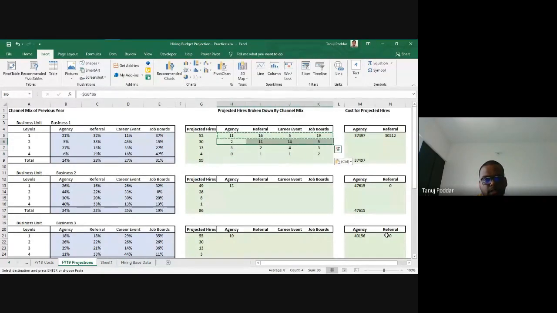So for each breakout projected hires group that we now have, we have the breakout by different channels from where we are going to hire these people.